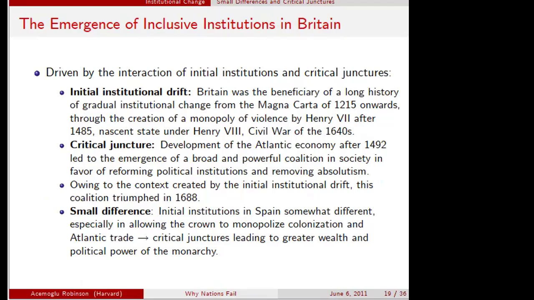The answer, as the author shows, comes down to a specific combination of initial institutional drift and a critical juncture. The initial institutional drift, the centuries of gradual change, shows that Britain did not arrive at 1688 by accident. It arrived there through centuries of gradual institutional change. Each step was small and contested, but over time they added up to a fundamental difference in the distribution of power that existed in most of Europe.